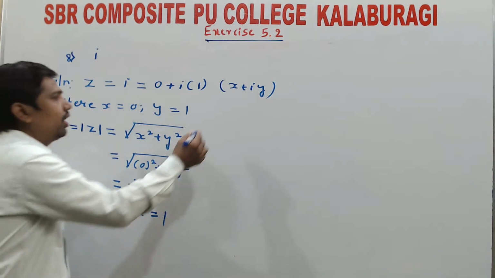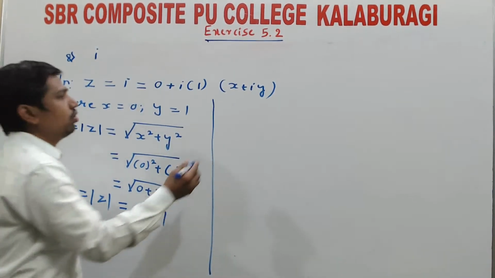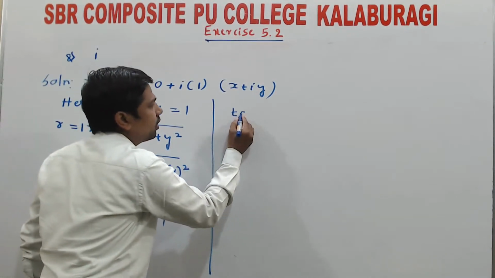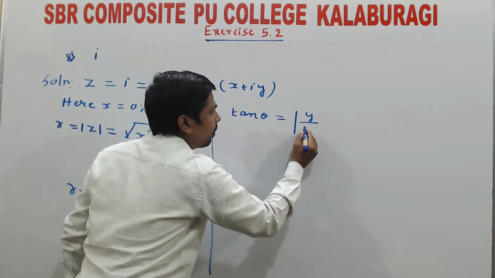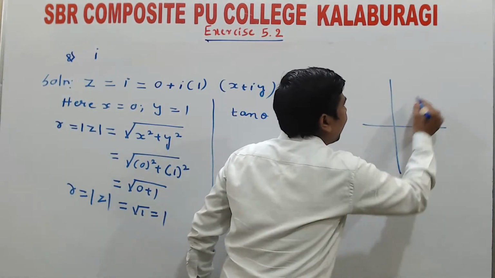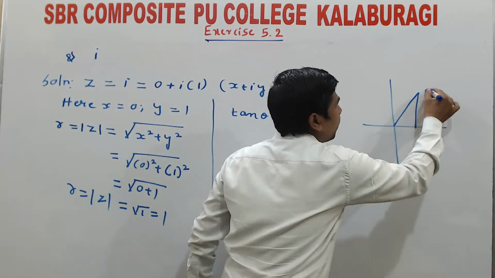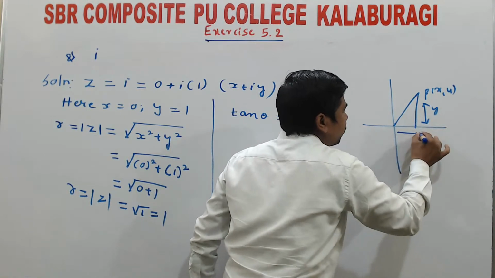That is modulus of z, that is r is equal to 1. Next, let us find the theta, that is argument of z. To find the theta value, we are using tan theta. Tan theta equal to what? Modulus of y by x. Since in the right angle triangle, if you take any point p of x comma y, this is your y distance and this is your x.